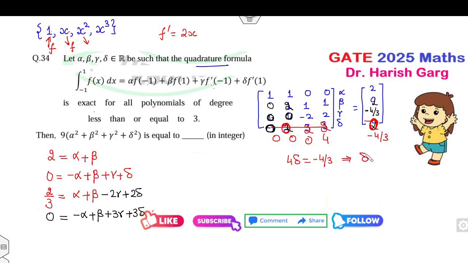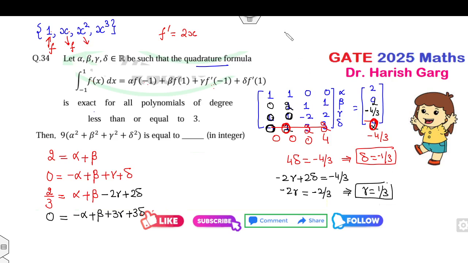That gives you delta is minus 1 over 3. From the second equation, minus 2 gamma plus 2 delta is minus 4 over 3. Delta is minus 1 over 3, so minus 2 gamma is minus 2 over 3. Gamma is 1 over 3.